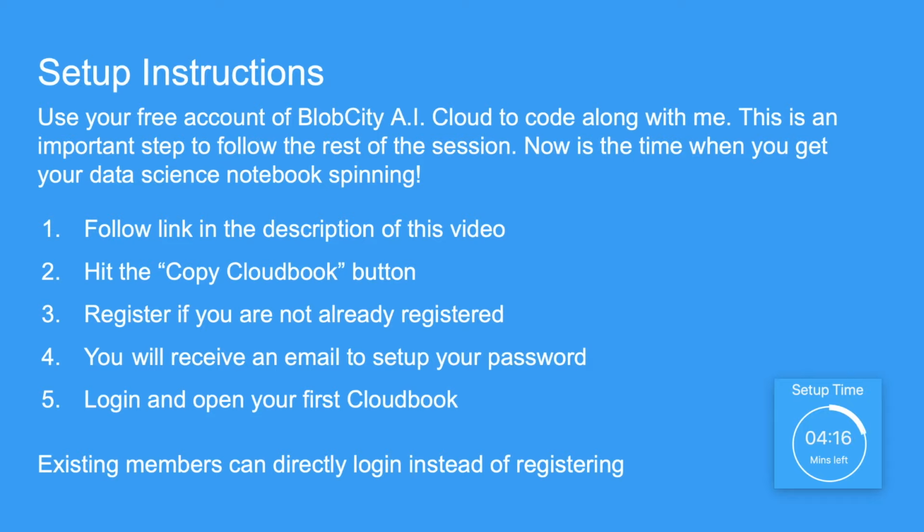If you are a registered user, then you can simply log in. And if you're not a registered user, then please do register. You will have to set up an account on BlobCity to access your CloudBook. You will receive an email to set up your password. So if you're not a registered user, you can just simply type your name and email. Make sure you type your email correctly. You will receive an email notification with a link where you can set up the password. And once you've set up your password, log into your BlobCity Cloud, open the link in the video again, and this time you will see a copy CloudBook button. So I'm going to show you how this is done.